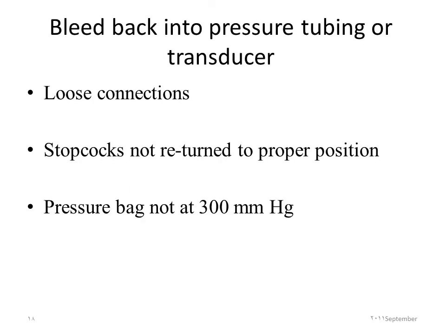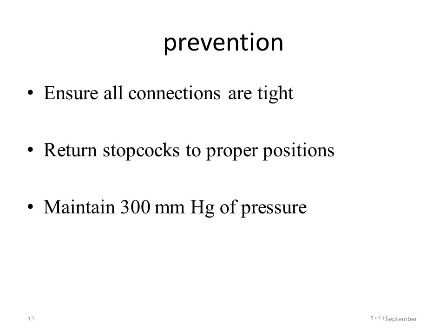Bleed back into the pressure tubing or transducer: the causes may be a loose connection, the stopcock not returned to the proper position, or the pressure bag not at 300 mmHg. It is usually lower than that, which is why blood returns in the tube toward the solution bag. To prevent this, we have to ensure all connections are tight, return the stopcock to the proper position, and maintain the pressure at 300 mmHg.